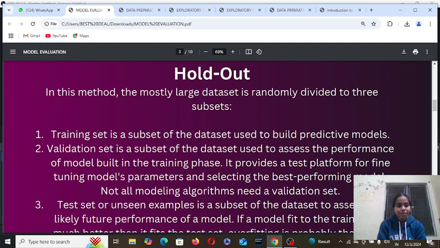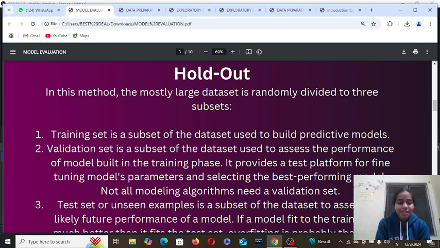First, the training set is a subset of the dataset used to build predictive models. Second, the validation set is a subset of the dataset used to assess the performance of the model built in the training phase. It provides a test platform for fine tuning model parameters and selecting the best performing model. Not all model algorithms need a validation set.